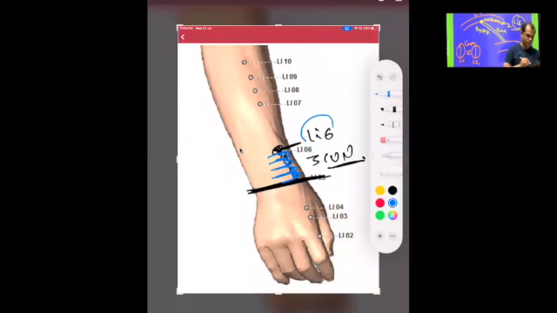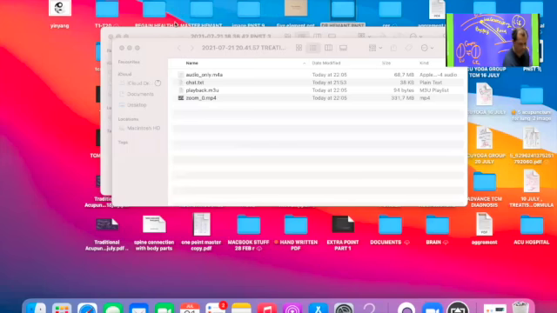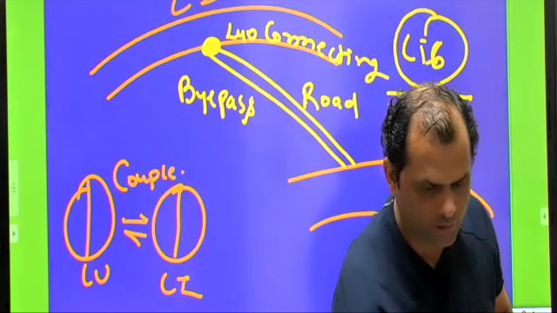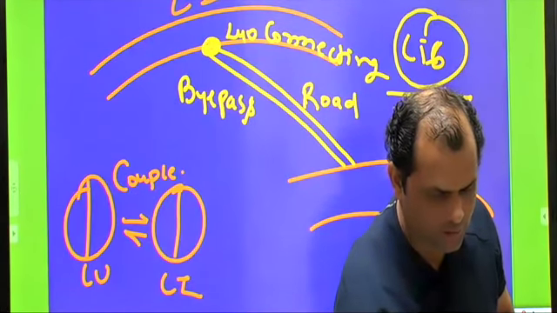Large intestine 6 is the point called the Luo connecting point of the large intestine meridian. It is a very famous point of the large intestine meridian, and with the help of this point, we can rectify pain happening anywhere along the course of the large intestine meridian. Let's see in the other image. Look at my hand. This is the depression, or the anatomical snuffbox. If I keep my forefinger, this is equal to 3 cun.